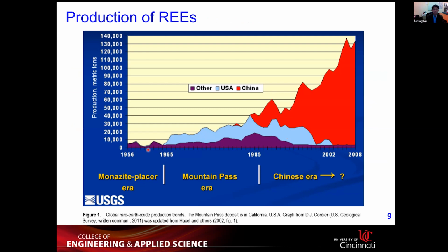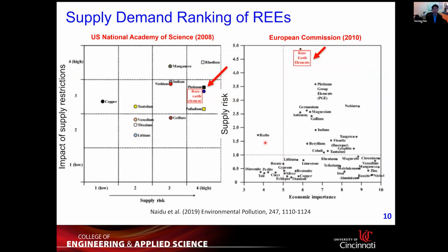Back in 1956, a very small amount of rare earth was produced over the world, less than 10,000 metric tons. But now it has gone up to more than 130,000 to 140,000 metric tons of rare earth elements, produced mostly in China, followed by the United States and other countries. So this is very localized production and a very important issue for many countries.